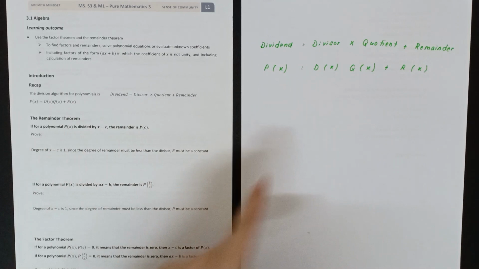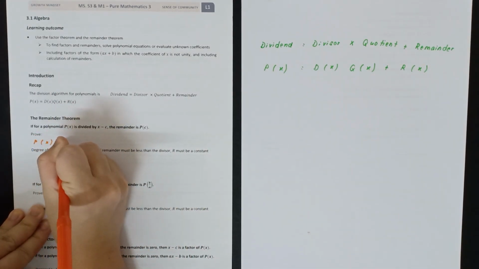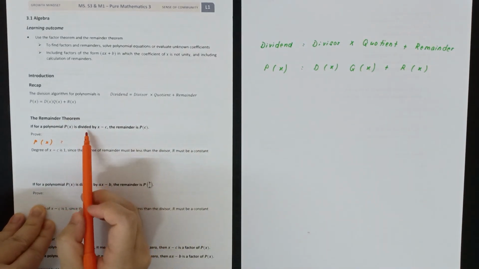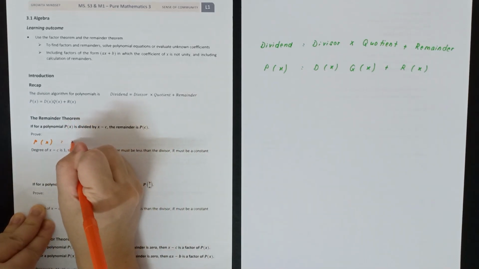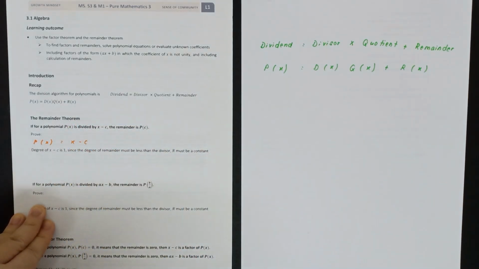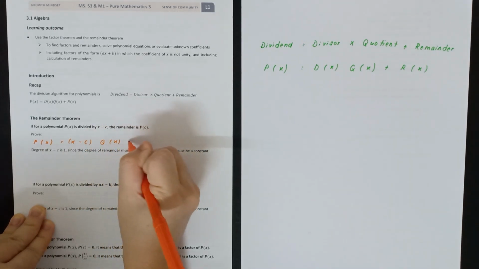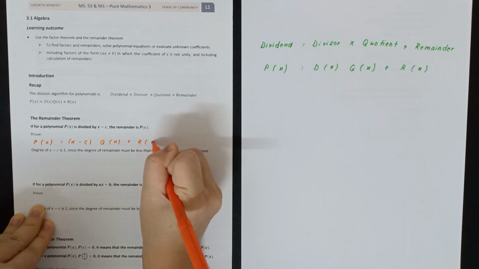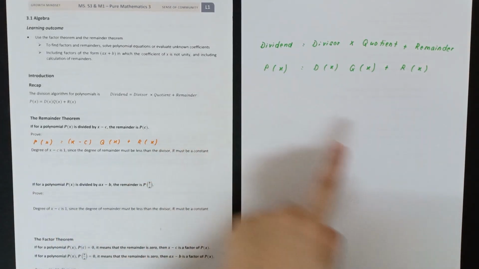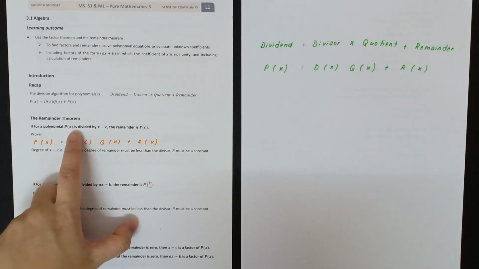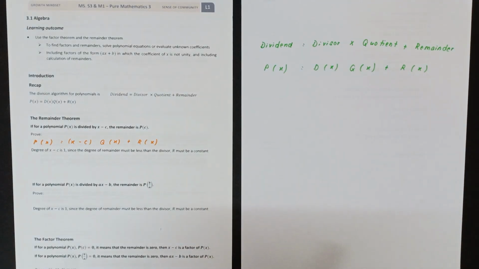Now let's put it in. My polynomial p(x) will be equal to my divisor, which, because it's divided by x minus c, I change to x minus c. Then I have my q(x), and then plus the remainder r. So it's still the same algorithm, but because I know that my polynomial is divided by x minus c, I changed my divisor to x minus c.